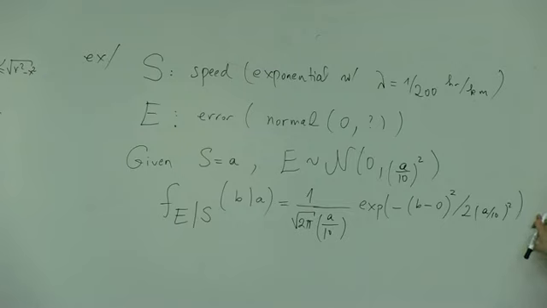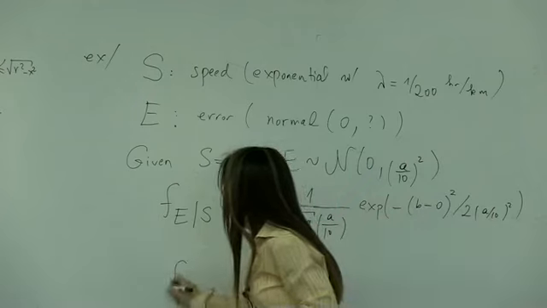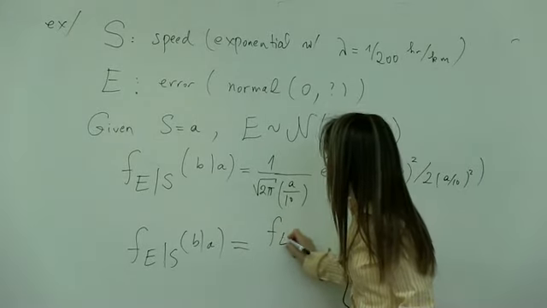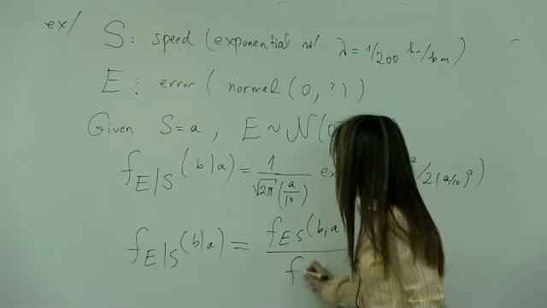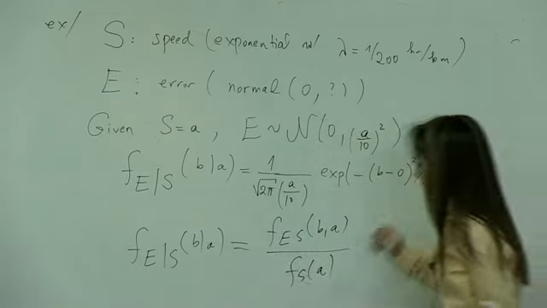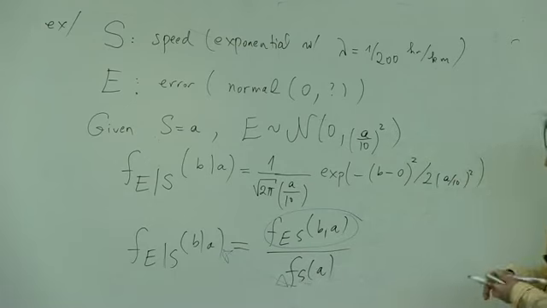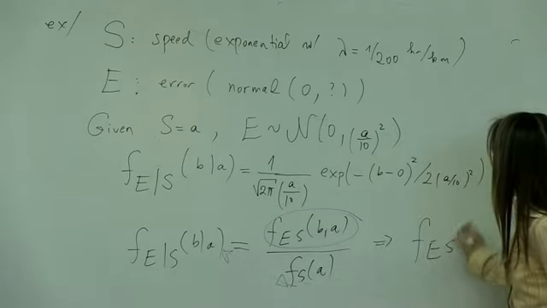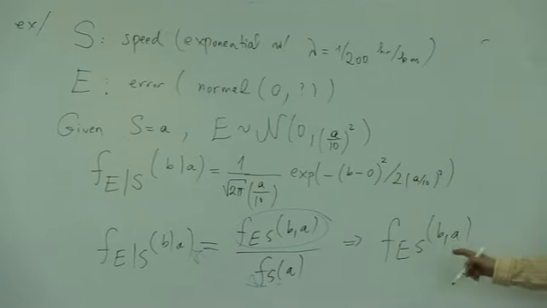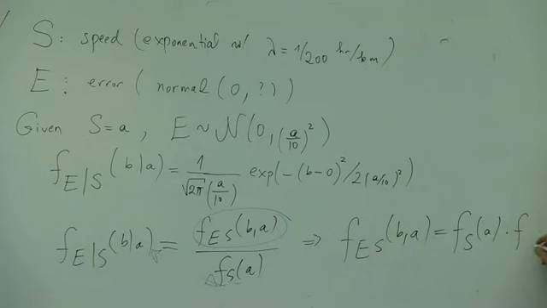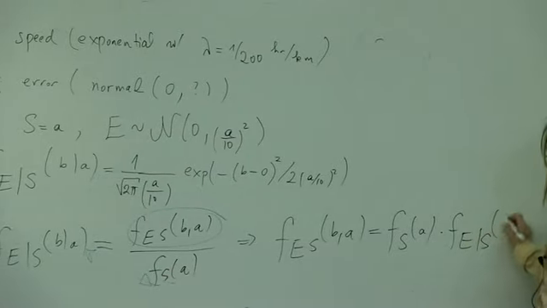All we have to do is write down the joint PDF, which follows from the definition. F E given S, B given A. What did we define this as? We define this as the joint divided by the marginal. Therefore, the joint can be found by cross-multiplying these two things. F E S, B A, the joint distribution of the error and the speed, is the marginal PDF of the speed times the conditional distribution of the error given the speed.